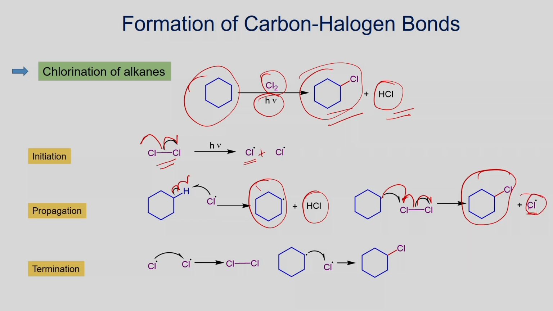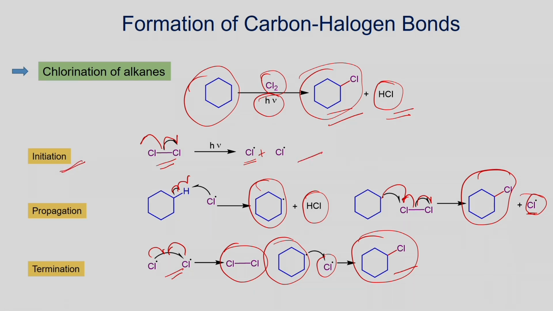Once you form this Cl dot, it can react together and you can form chlorine. Alternatively, this cyclohexyl radical can also react with the Cl dot, and then you will be able to form the cyclohexyl chloride. The first step is known as initiation.